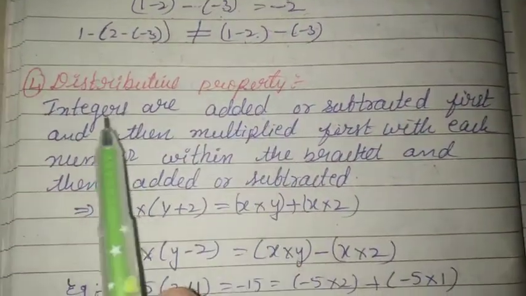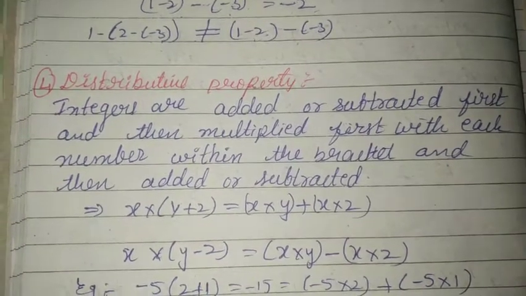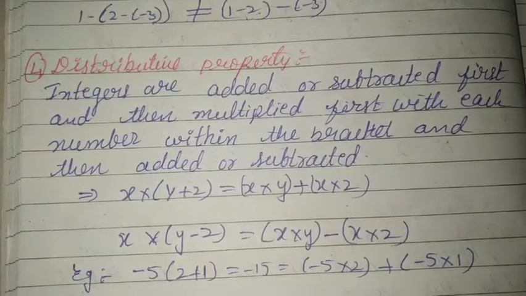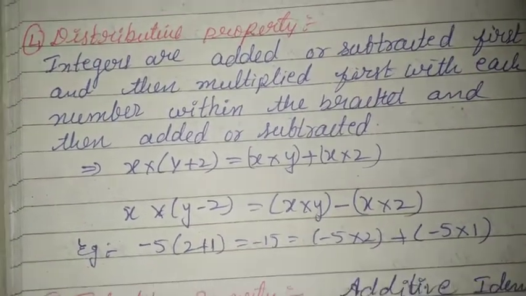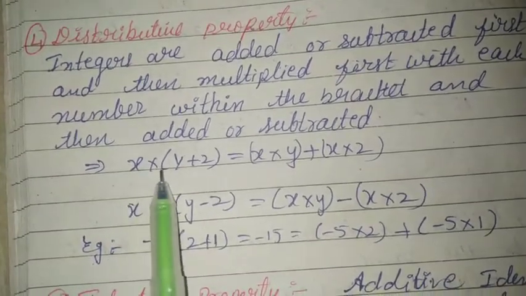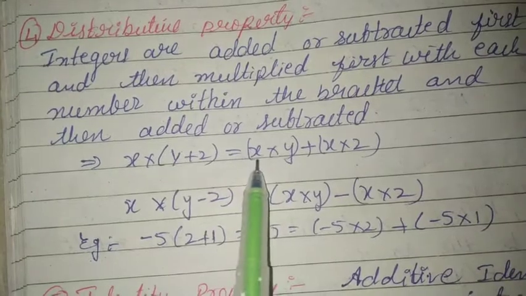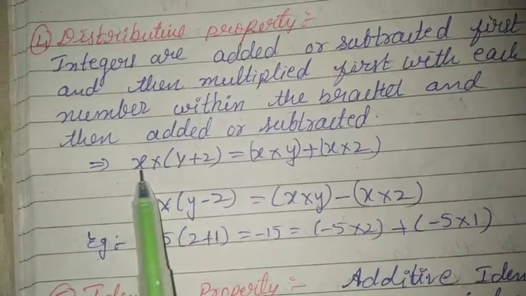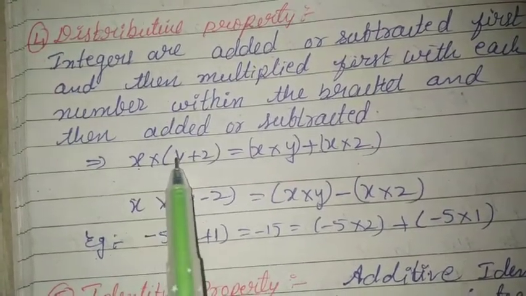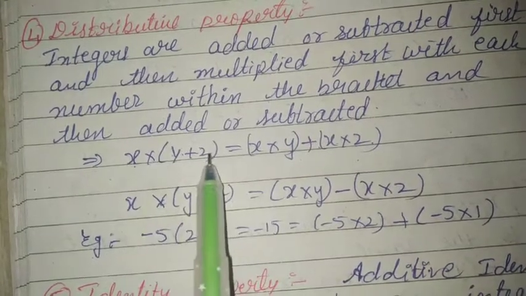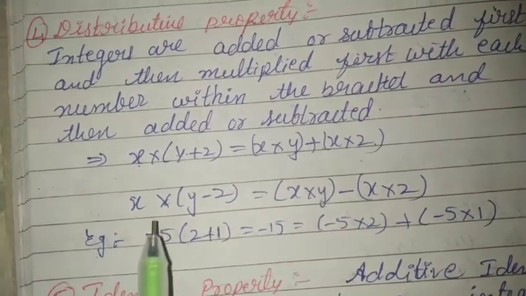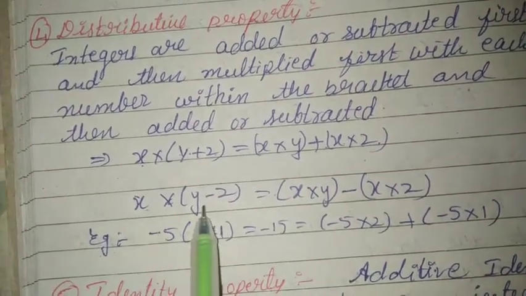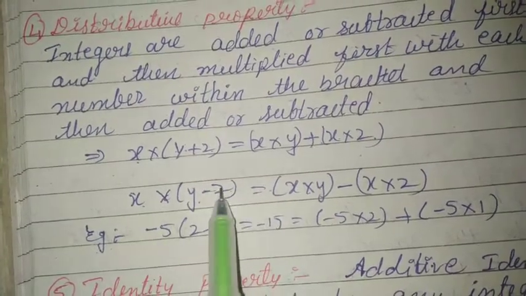Distributive property. Integers are added or subtracted first and then multiplied, or first multiplied with each number within the bracket and then added or subtracted. See here, x into y plus z is equal to x into y plus x into z. We are multiplying x with y and with z, then we are adding. x into y minus z is equal to x into y minus x into z.